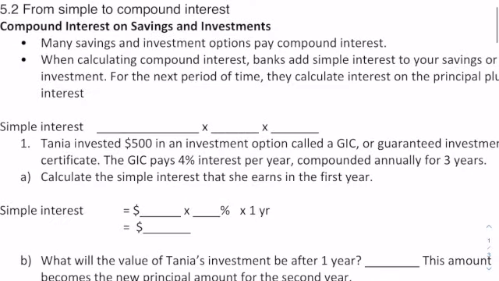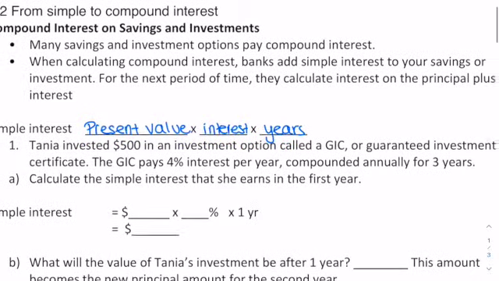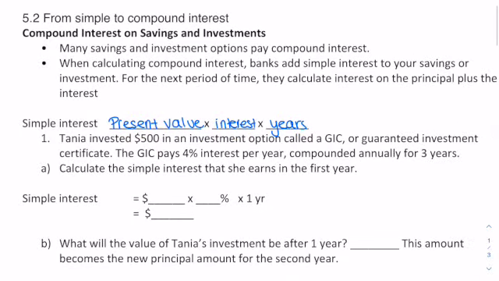So your simple interest is present value times the interest times the number of years. So let's just calculate a simple interest situation here.